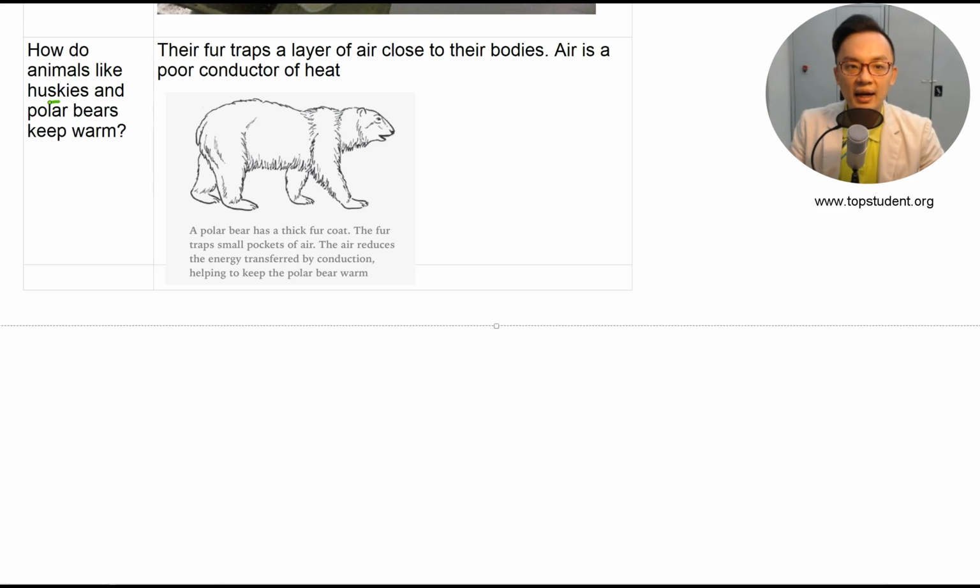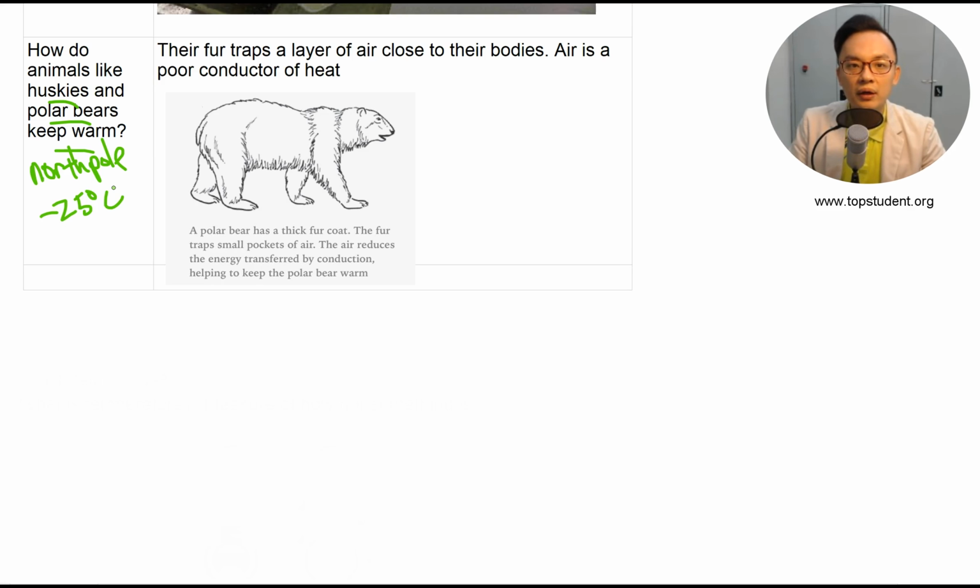How do animals like huskies and polar bears keep warm? Alright, so they live in a very cold place, like maybe the North Pole, which is, I don't know, minus 25 degrees Celsius. It's very, very cold, huh? So their fur traps a layer of air close to their bodies, and air is a poor conductor of heat, or to be more specific, trapped air is a poor conductor of heat.